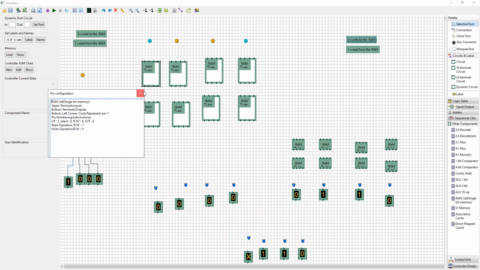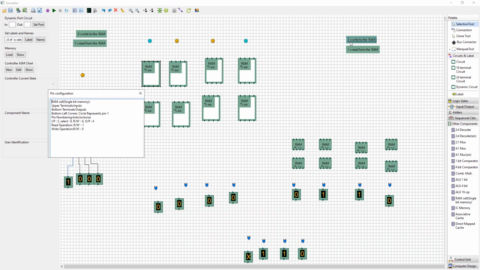Among the bottom pins, a very important one we are using is for output, that is pin number 4. And in the upper layer we have pin number 5. Pin number 5 is used for input. Please remember pin number 5 is used for input. Pin number 6 is used to get the two types of operations from this RAM cell.